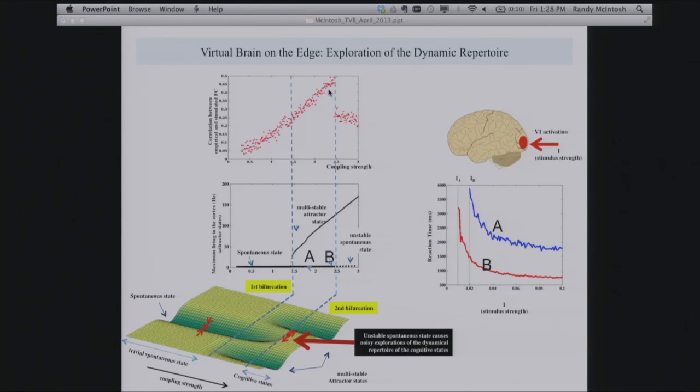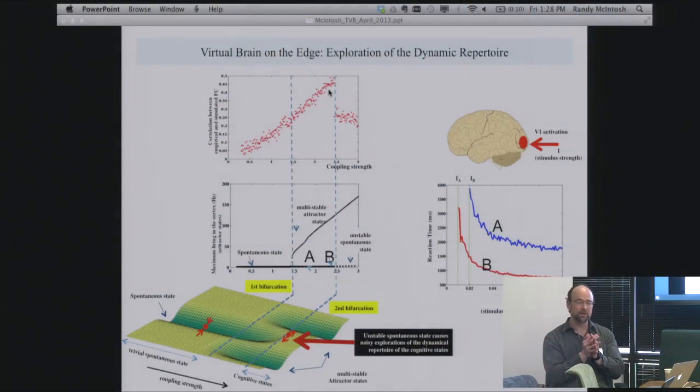Okay. So something actually quite important about being on the edge allows the system to both explore potential states, exploring dynamic repertoire, but also when there is a perturbation, the system can quickly switch and adapt the networks to respond optimally to that perturbation.